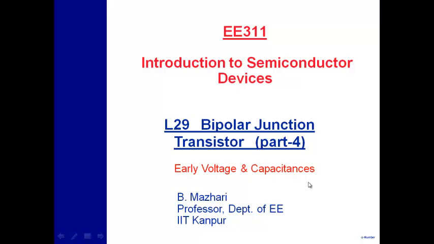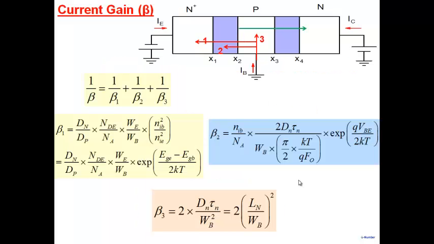All right, so let's start. Last lecture, we were looking at current gain, and we had seen that there are several components to the current gain, and the most important one, at least at moderate current densities, is the one which arises due to injection of holes in an NPN transistor into the emitter here. So that's the component which is dominant.